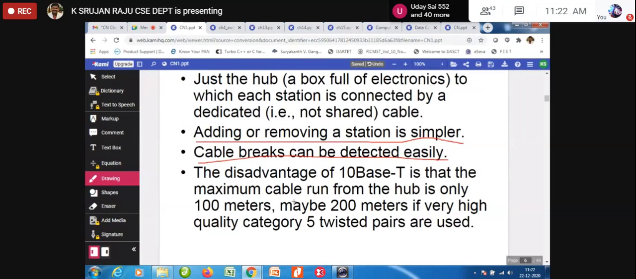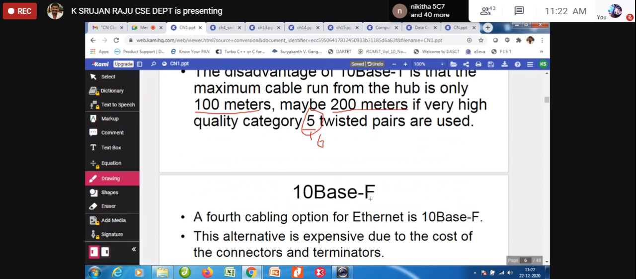The disadvantage is that the maximum cable run from the hub is only 100 meters. If you use some Cat 5 or Cat 6, maybe you can go up to 200 meters or more. We were using Cat 5, but now we have changed to Cat 6 also. We are using Cat 6 cable in our labs. So this is 10BaseT.